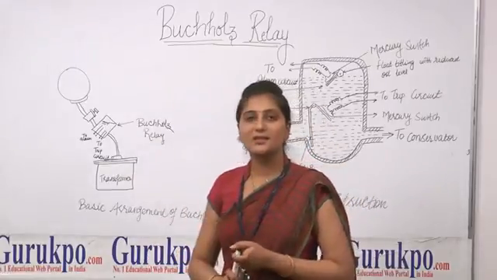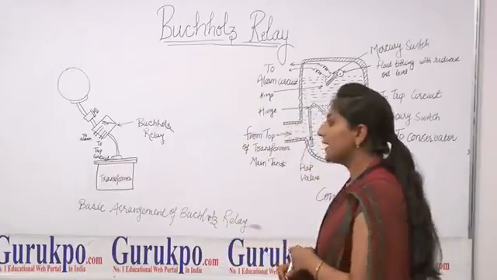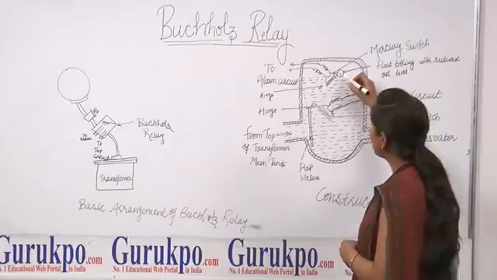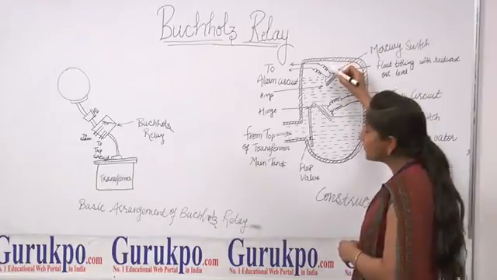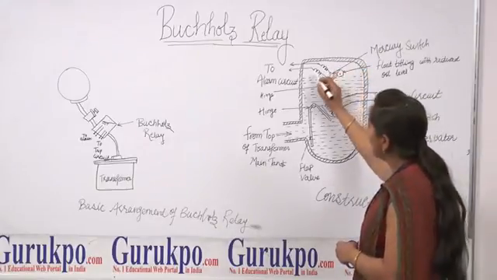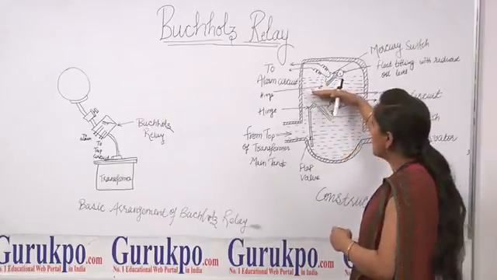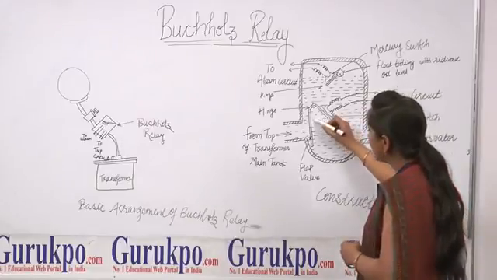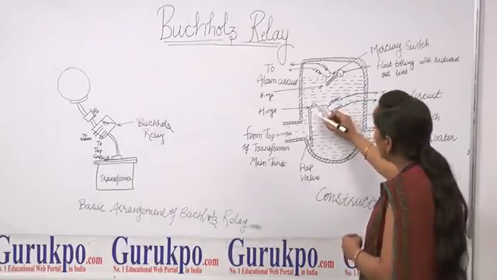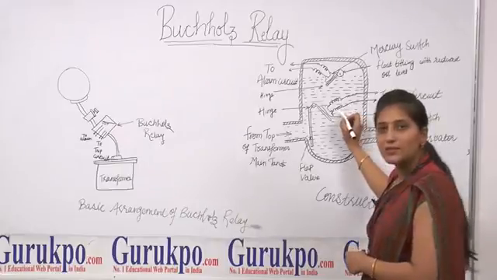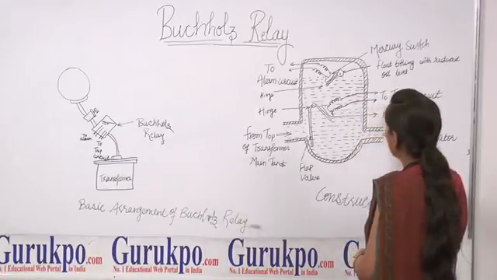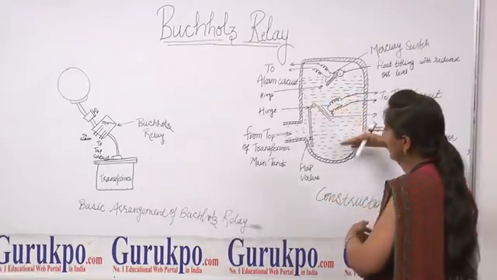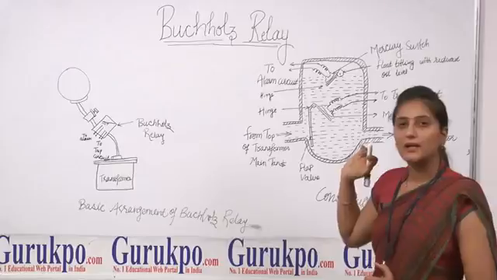Let us discuss its construction. It has a hinged hollow float. This is the hinged hollow float, which is connected to the mercury switch, and this mercury switch is connected to the alarm circuit, which is in the upper part of the chamber. The next one is the hinged flap valve, and this is connected to another mercury switch. This mercury switch is connected to the trip circuit, and it is in the lower part of the chamber. This is the construction of the Buchholz relay.